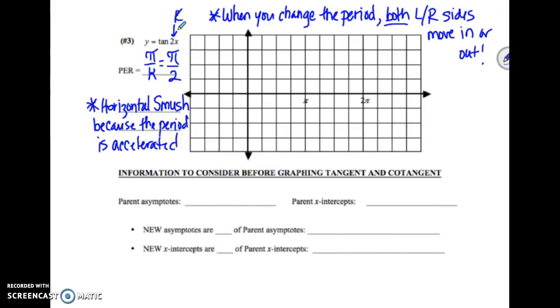All right, so normally our period is going to be pi, right? And our asymptotes are typically at negative pi over 2 and positive pi over 2 for tangent. So what that's going to do now, if our period is just going to be pi over 2, then that's going to change our asymptotes.